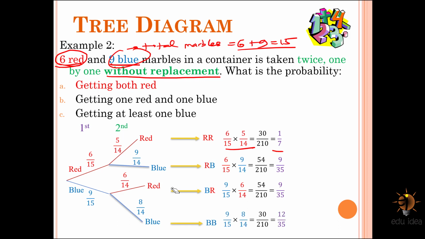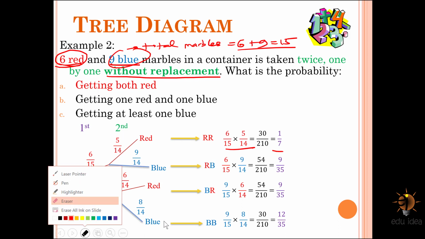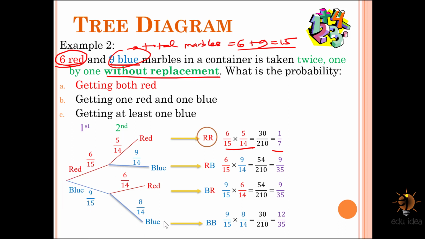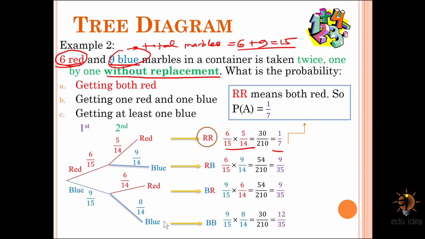So with this third diagram, we can answer the question. Let's see the first question. Getting both red means it's RR, right? This guy. So RR is 1 over 7. P(A) means an event in here, like both red. You can actually write down anything in here. For example, if event A is getting both red, you can write down just A inside here.